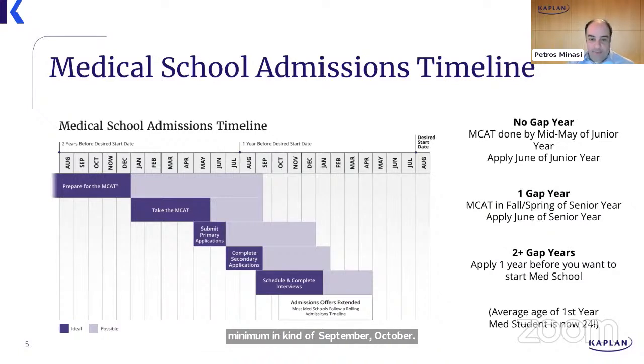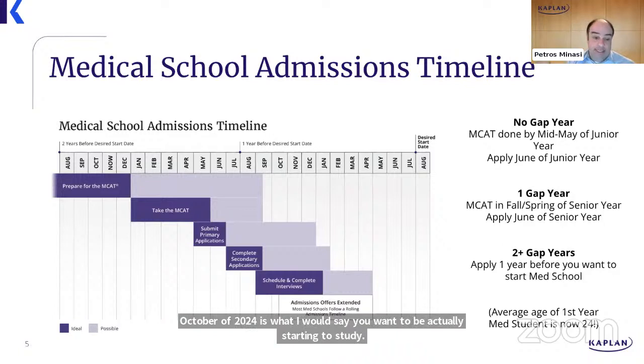So, if you want to take the MCAT in April of 2024, no later than October of 2024 is when I would say you want to be actually starting to study for this exam. That being said, you can take the MCAT early.